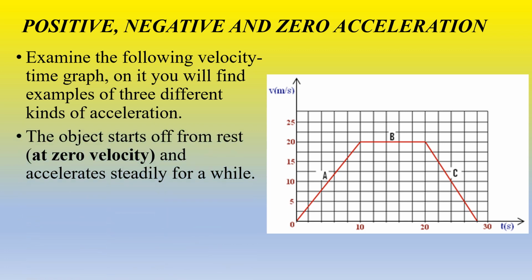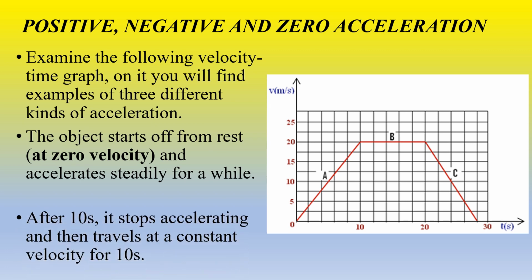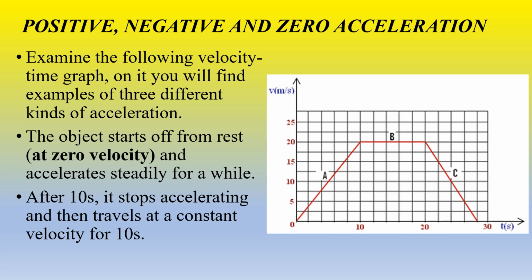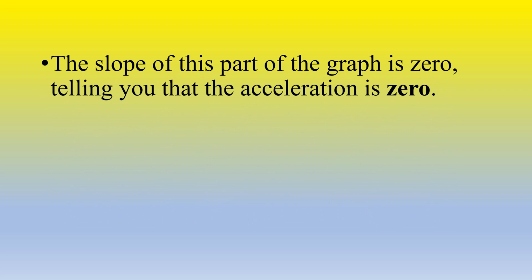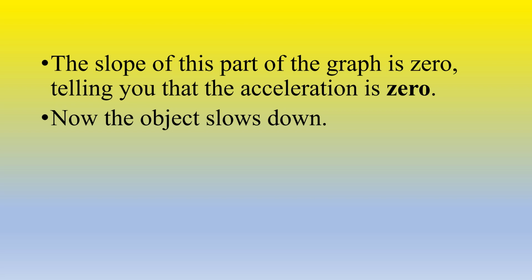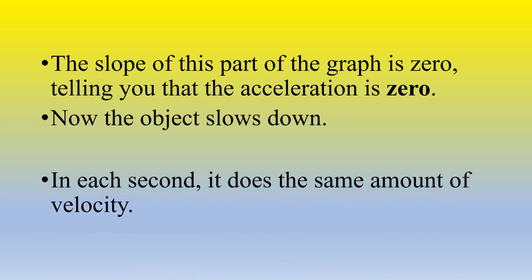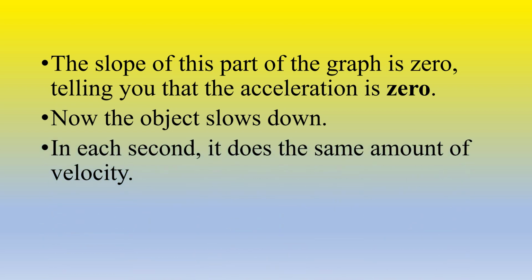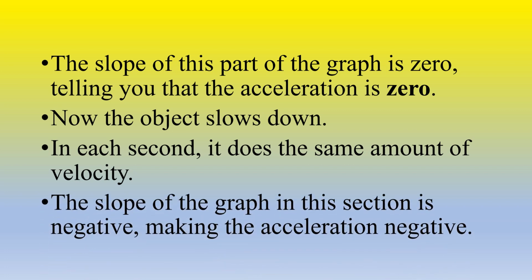The object starts off from rest, at 0 velocity, and accelerates steadily for a while. After 10 seconds, it stops accelerating and then travels at a constant velocity for 10 seconds. The slope of this part of the graph is 0, telling you that the acceleration is 0. Now the object slows down. In each second, it loses the same amount of velocity. The slope of the graph in this section is negative, making the acceleration negative.